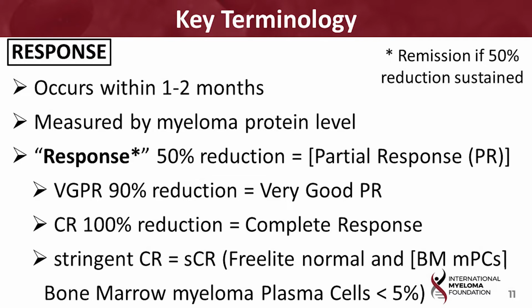And if it turns out that the protein goes completely away and there's a 0, then that would be a complete response. And then if in addition to that, on the free light test, there's no active free lights floating around, and the bone marrow plasma cells, the myeloma cells, drop below 5%, this is what's called a stringent complete remission. And so these are the different levels, but we're looking to achieve at least a partial response. And then if that's sustained, that's what we call a remission.